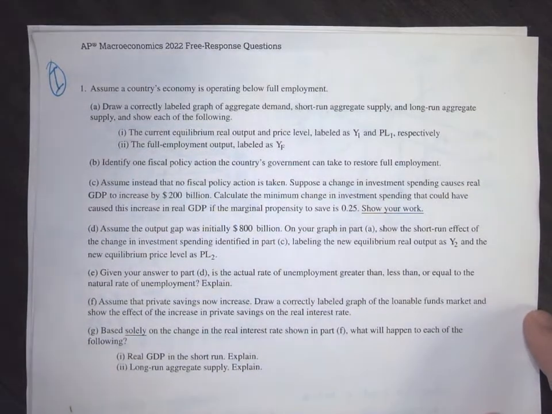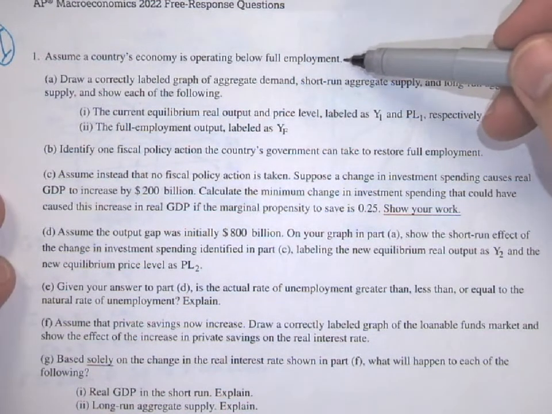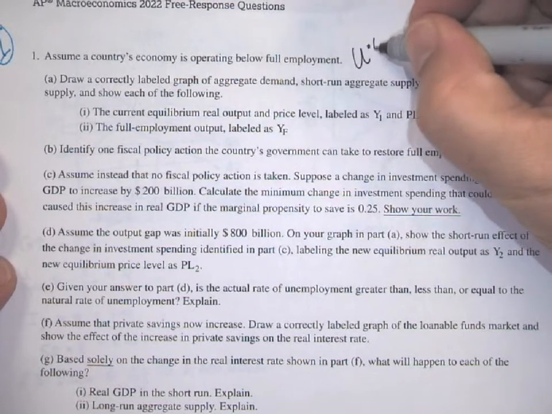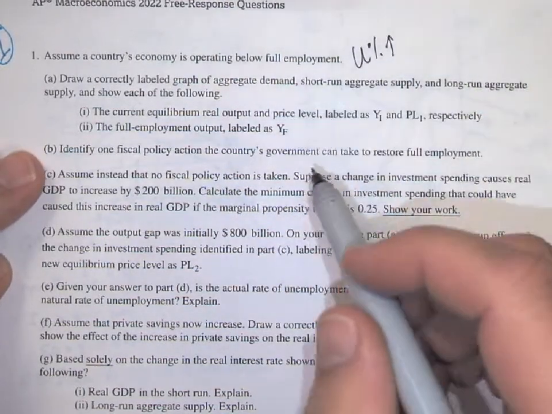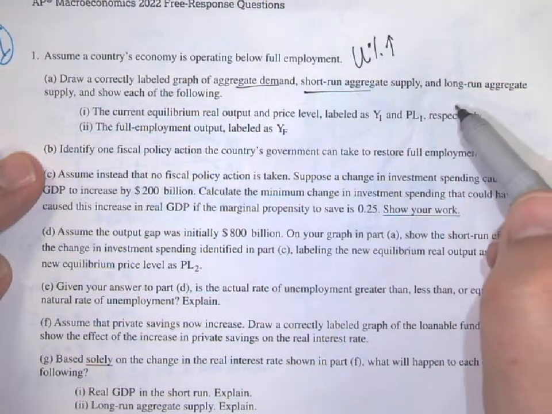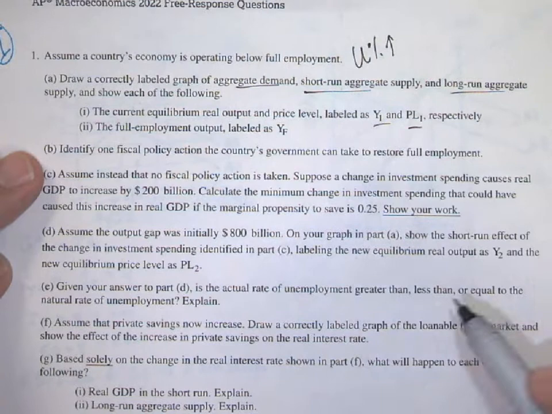So the first thing is they said, assume a country's economy is operating below full employment. So immediately think, recessionary gap, unemployment is going to be up right here. Draw a correctly labeled graph of aggregate demand, short-run supply, long-run supply, and label them as Y1, PL1, respectively.